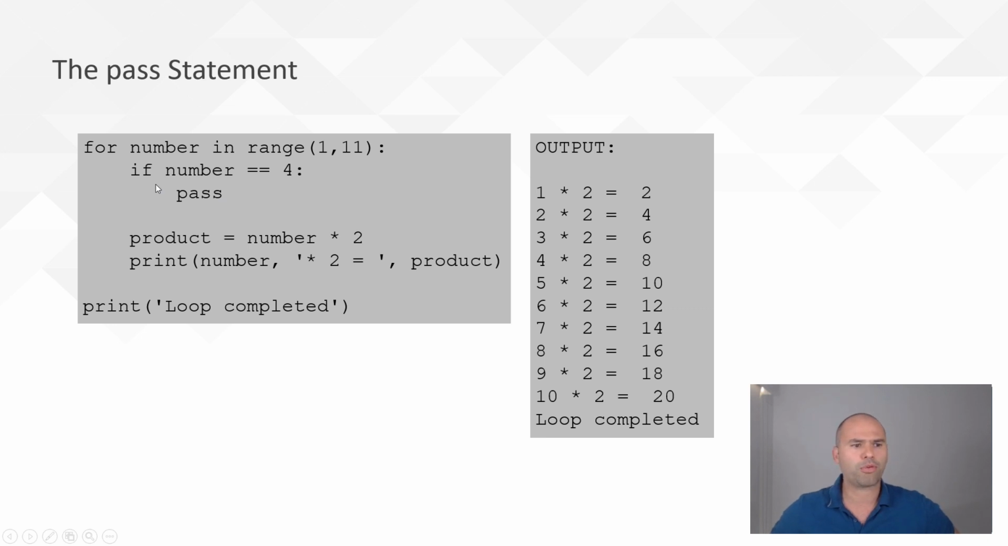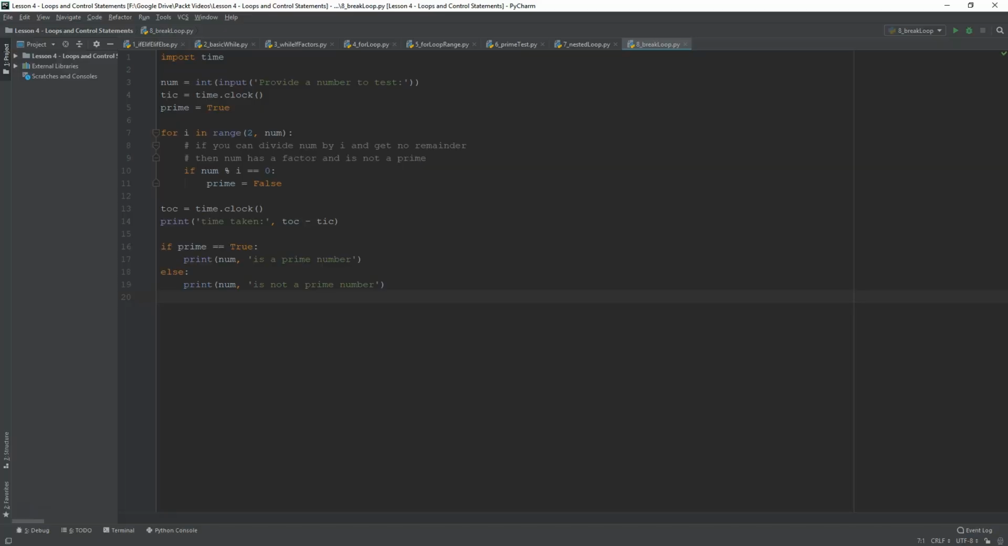So let's have a quick practical look at how we could use break, continue, and pass statements in a program that we've already created. So in this program, we are going to experiment with the break, continue, and pass statements. We're going to see how break can be used to dramatically improve our prime testing program from lesson 6. Then we're going to see how continue can be used to essentially ignore or skip over certain inputs. And finally, how pass can be used as a placeholder.